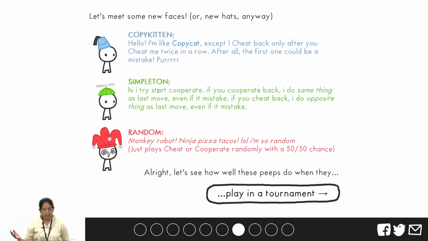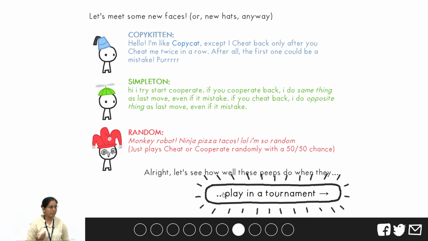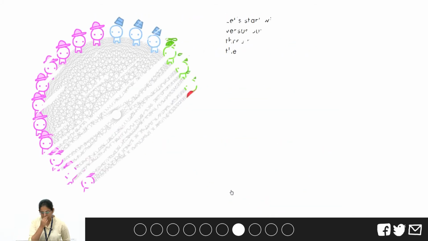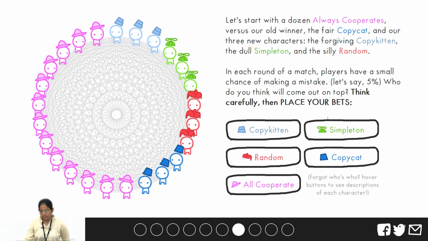The easiest to describe is perhaps random, which is just what it says. It doesn't account for the behavior of the other player at all, it just plays cheat or cooperate randomly by tossing a coin, which presumably some of you were doing when you were playing, when you were at a loss on what to do or it wasn't clear, then you could just play randomly. So again, you could get these folks to play in a tournament here. Okay, so do you want to place a bet here?